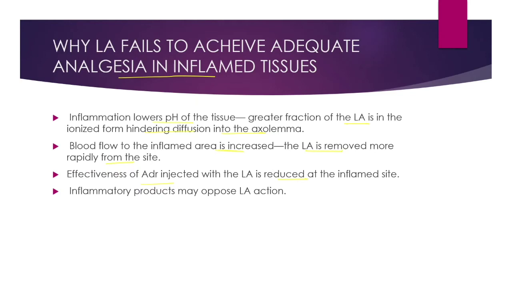There are different mechanisms why there is no effect of local anesthesia in inflamed tissue. One is inflammation lowers the pH of tissue, so the local anesthesia cannot enter the axolemma. Second one is blood flow to the inflamed area is increased, so local anesthesia is removed faster. And effectiveness of adrenaline is reduced at the inflamed site. And inflammatory products oppose the action of local anesthesia.